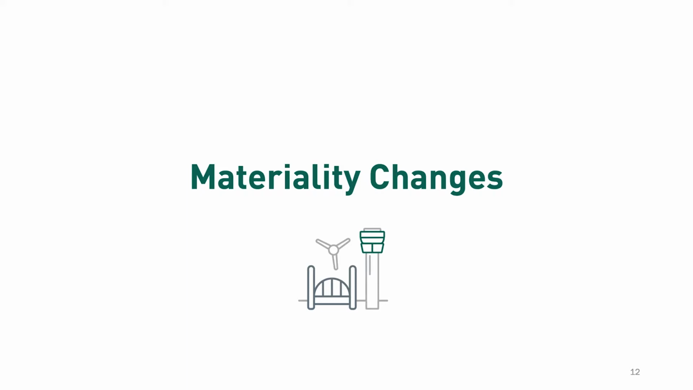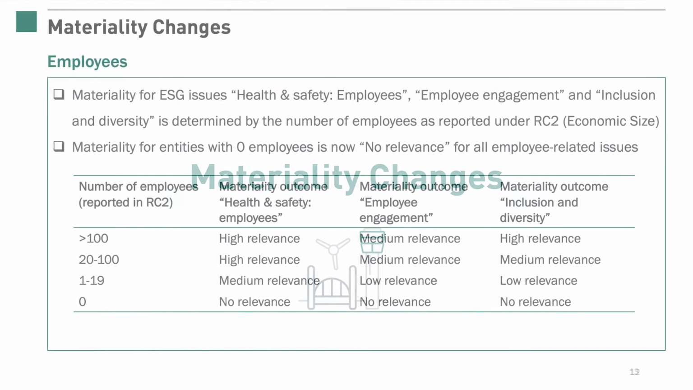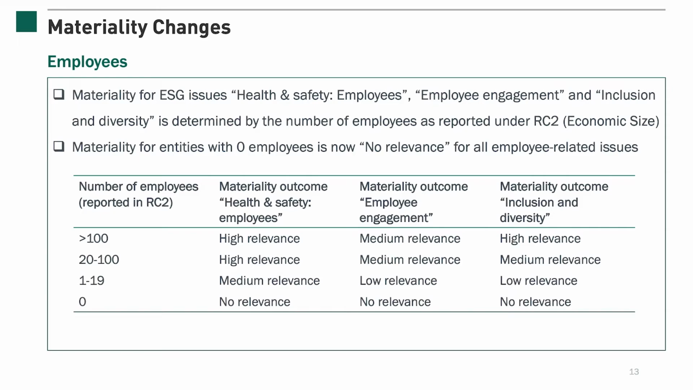We'll now review the changes to materiality in 2021. The materiality of several issues is determined by the number of employees reported by the entity and the reporting characteristics under RC2 economic size. In 2021, if an entity reports 0 employees in RC2, the materiality outcome for the ESG issues health and safety, employees, employee engagement, and inclusion and diversity will be no relevance. That means that these issues will no longer be scored for entities with 0 employees. The materiality outcomes for entities reporting more than 0 employees will remain the same for these issues as in 2020.